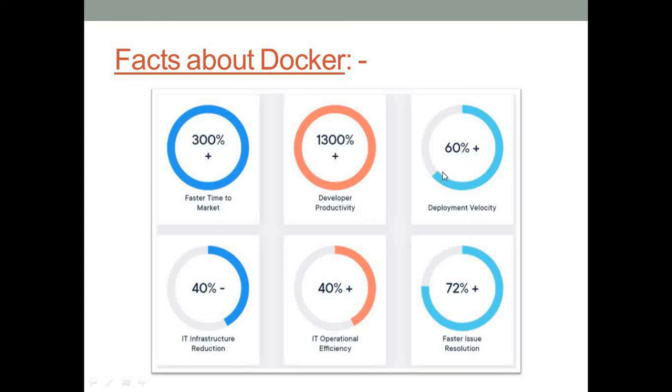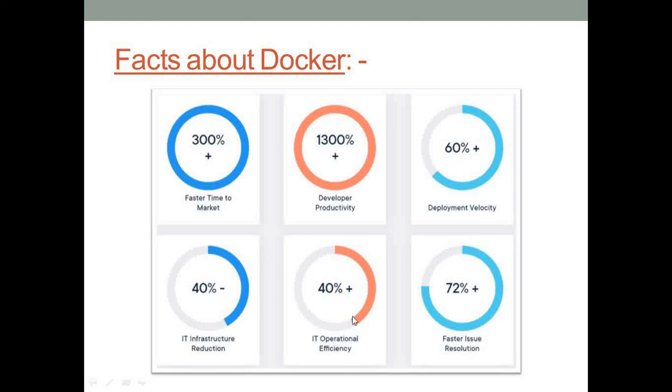Deployment velocity. So deployment velocity we can increase by 60%. We can deploy the application fast because we don't have to wait for the VM to be created. We just have to fire one command, that's it. And then we can reduce the IT infrastructure cost that we have already discussed.